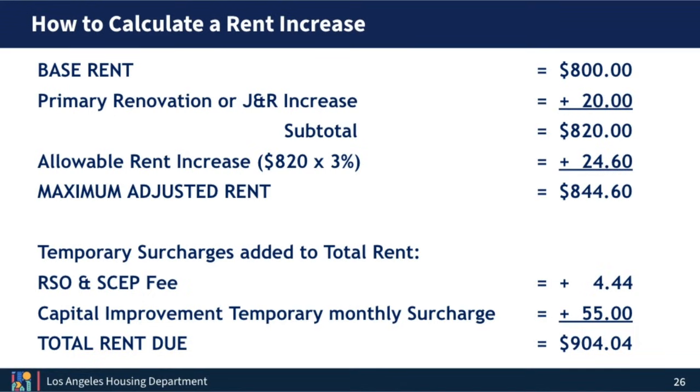Temporary surcharges added to the total rent, a $4.44 RSO and SCEP fee, and a capital improvement temporary monthly surcharge of $55. The total rent due now is $904.04. Primary renovation and J&R increases add to the MAR, which is the maximum adjusted rent, while rent surcharges do not.